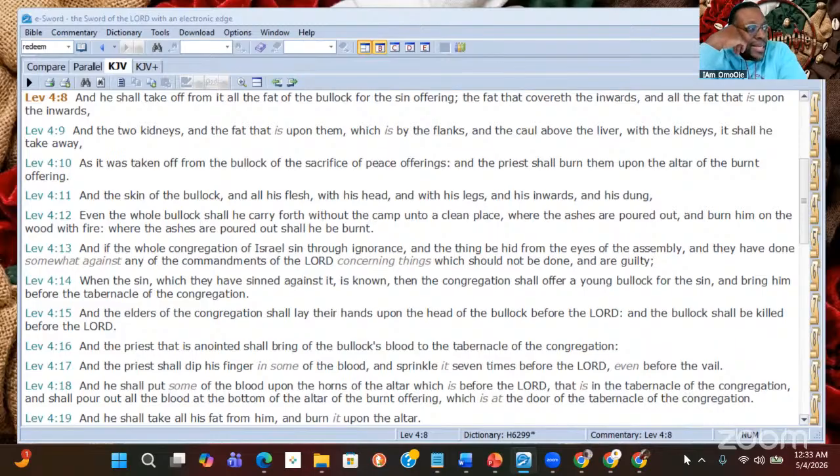with his head and with his legs and his inwards and his dung, even the whole bullock shall he carry forth without the camp unto a clean place where the ashes are poured out, and burn him on the wood with fire where the ashes are poured out, shall he be burned. So this is to be discarded.